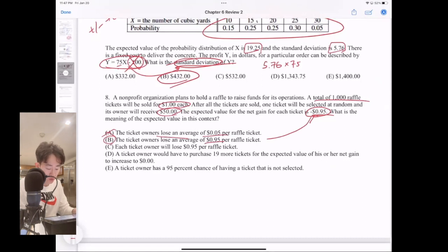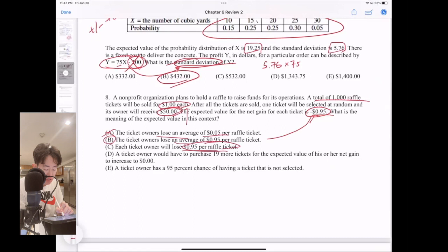C, each ticket owner will lose 0.95 per raffle ticket. That means that no matter what, you're going to lose 95 cents per ticket. But sometimes you can maybe win that $50. Maybe your loss is $1 each time. This is talking about that one particular instance, you will lose 95 cents each time.